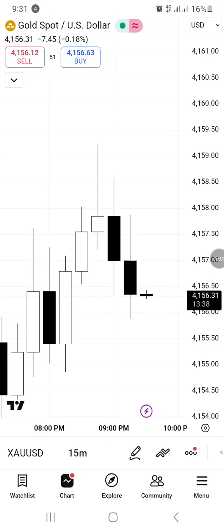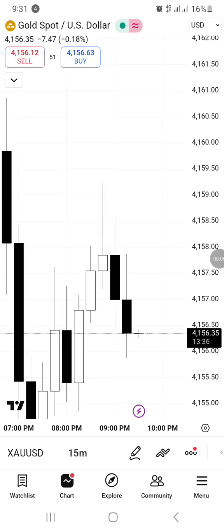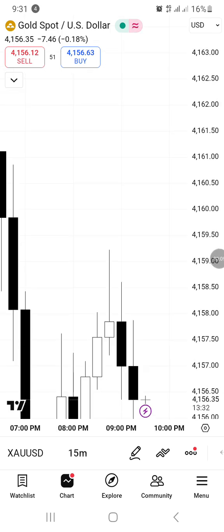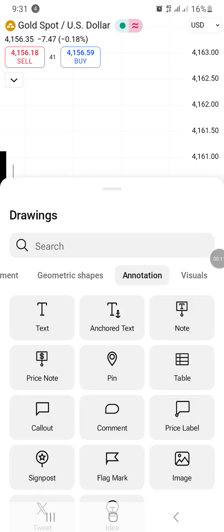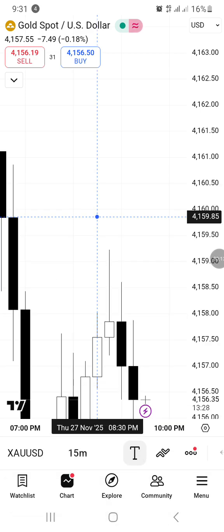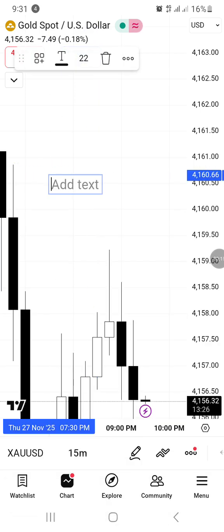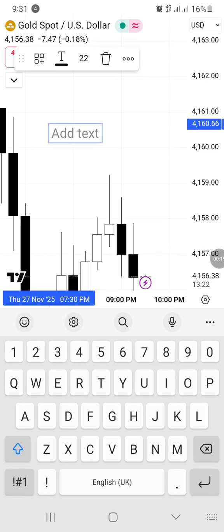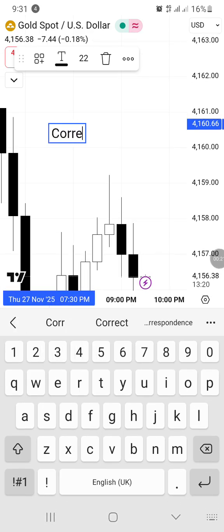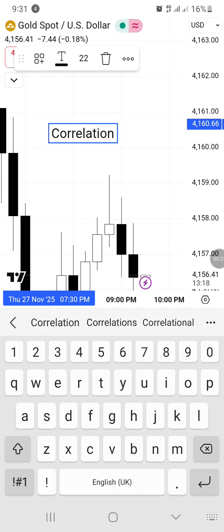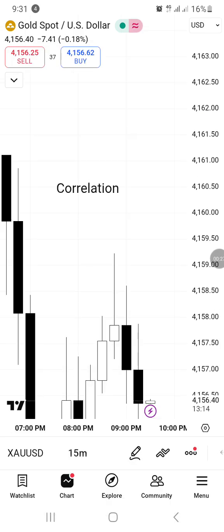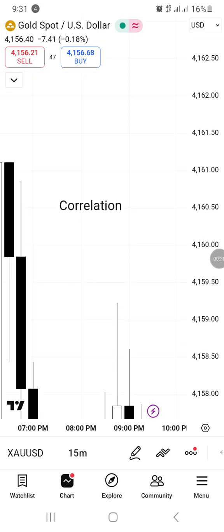So today I want to teach you something simple called correlation, right? Let me first type it here. It's called correlation, and how it's important in the trading space when you are trading pairs. So what is correlation?